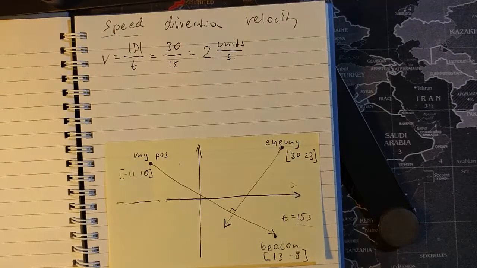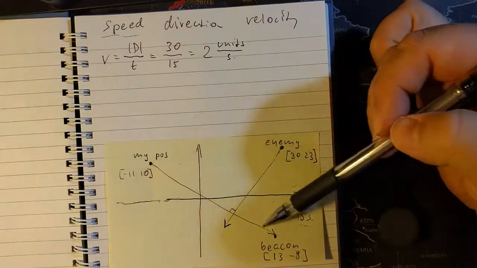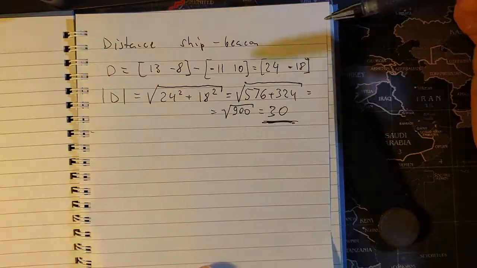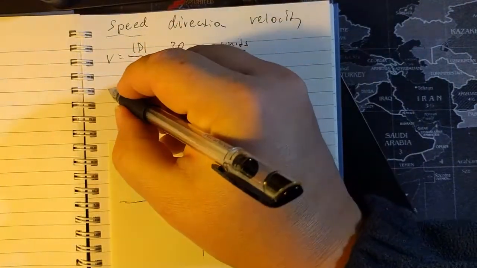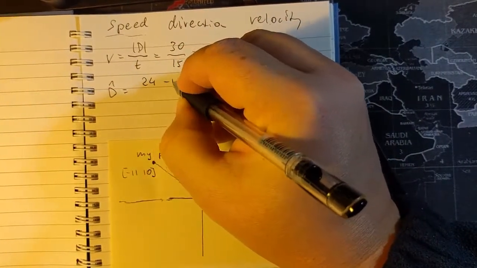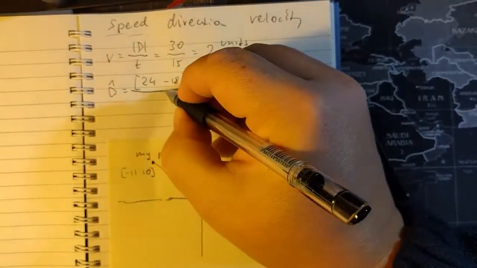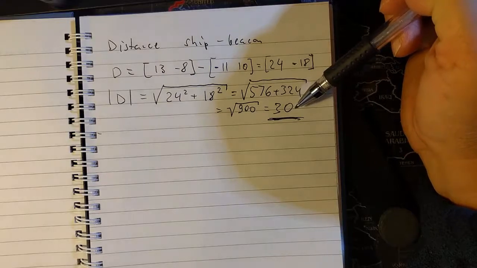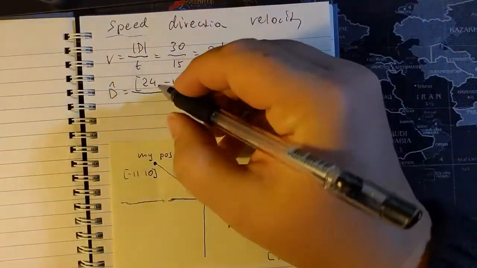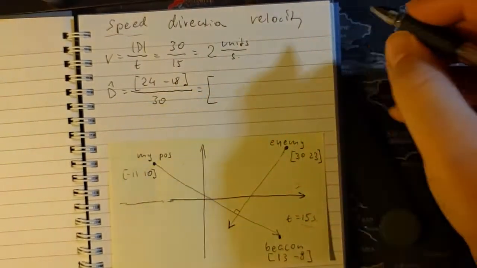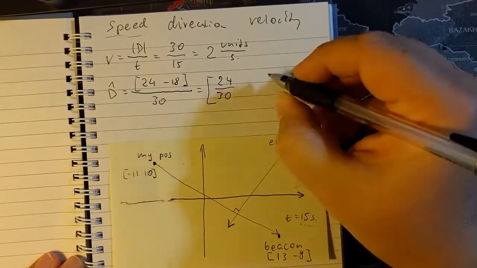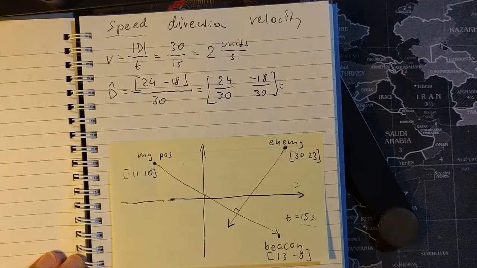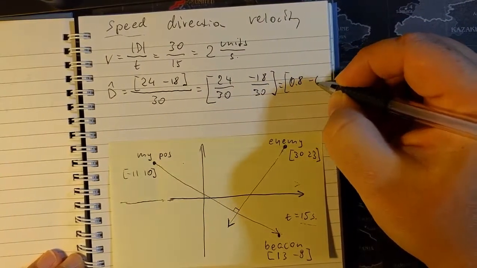Direction is the normalized vector of your motion, of your displacement. Our displacement vector was calculated in the previous point, and I will just quickly check. It was 24, minus 18. Therefore the normalized direction vector is the 24, minus 18 vector divided by its magnitude. Its magnitude is once again something that we have already calculated. It is the distance shipped to the beacon, which we calculated previously. It's 30. So this is a vector that consists of the values 24 over 30, minus 18 over 30. And this is very simply 0.8, minus 0.6.